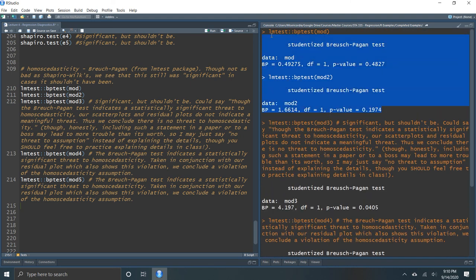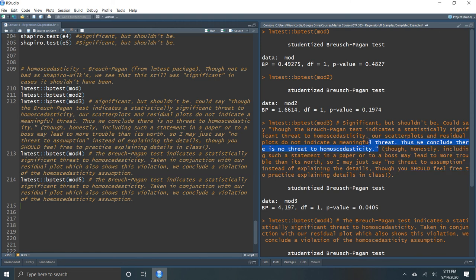So for these first two, the Breusch-Pagan test correctly concludes that there isn't an issue with homogeneity of variance, because these two data sets didn't have an issue with homogeneity of variance. The variance was constant in these. But for the third one, where we had the violation of normality, the Breusch-Pagan test tells us that there was a statistically significant violation of homogeneity of variance, even though we know that there wasn't one. So what we could say here is something like: the Breusch-Pagan indicated a statistically significant threat to the homoscedasticity. Scatter plots and residual plots don't indicate a meaningful threat. Thus, we conclude that there's no threat.